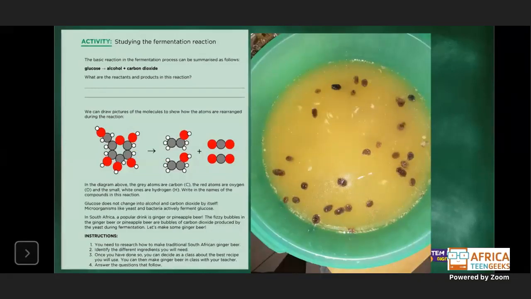Okay, so the instructions we have, it says that you need to research how to make traditional South African ginger beer, identify the different ingredients you will need, and once you have done so, you can decide as a class about the best recipe and then answer the questions that follow. So we are going to answer a few questions. I think we have a question here. It says, what percentage of alcohol does ginger beer have? That would depend on how long you let it ferment for. Okay, so that will depend on the duration of fermentation.